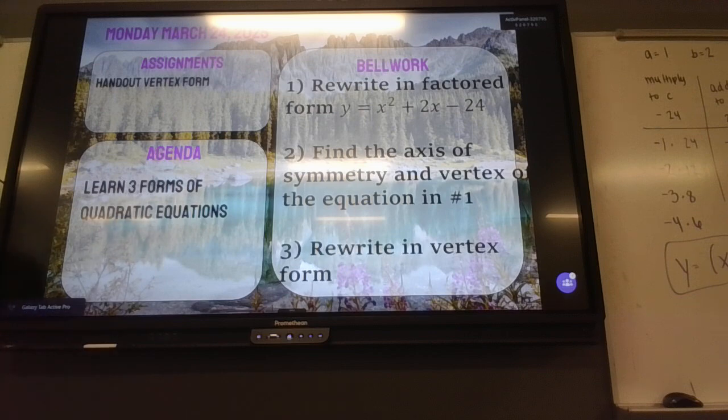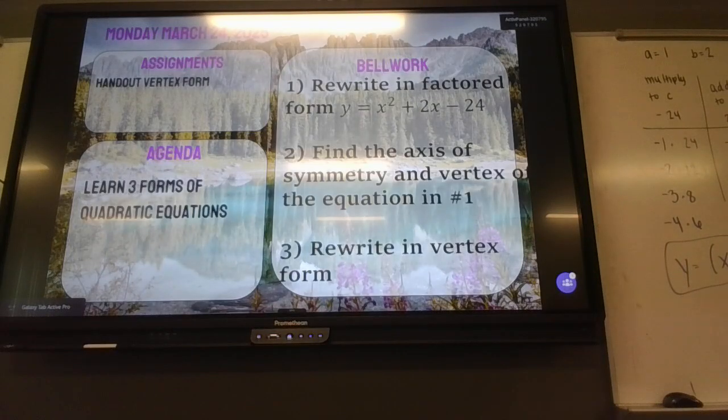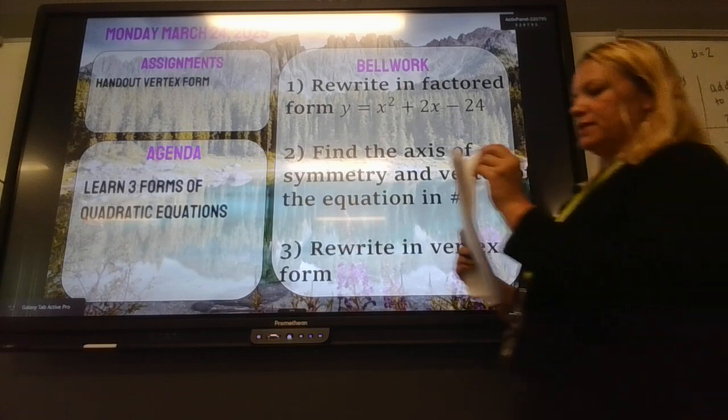Alright, we got a couple of days of work right here in this handout, so don't lose it. I won't be collecting it today, but I will be collecting it. This is all about vertex form.